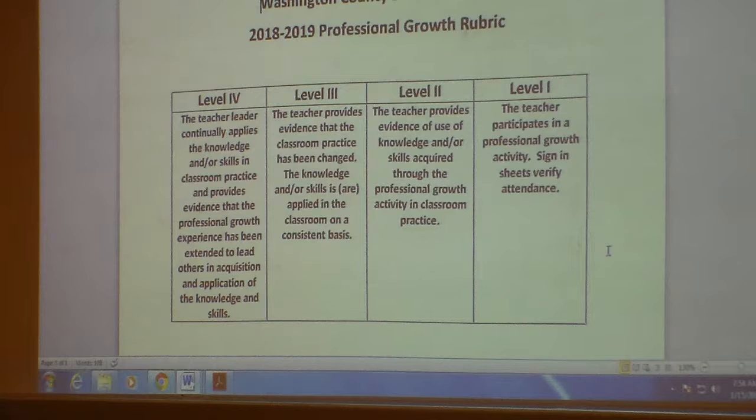This is just a reminder. We used to do the 10 things for renewal. Now this is it, 10 PLUs. Now they've gone to the professional growth. So as you do your professional growth, when it's time to renew your certificate, that's what they'll use instead of the PLUs.